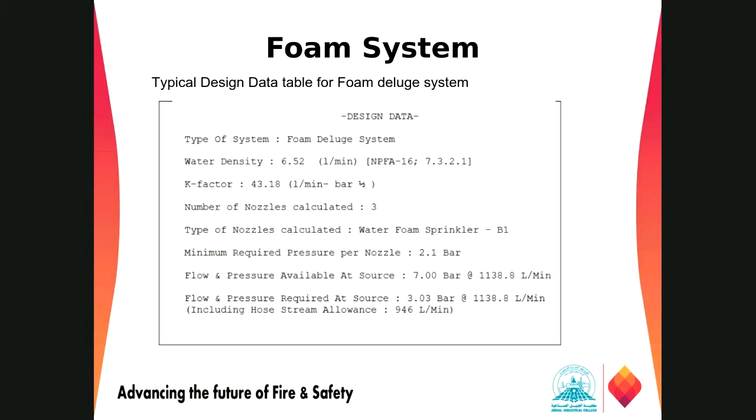The type of the nozzle is type B1 of some product, right. The minimum required pressure is 2.1 bar. The flow and pressure available at the source is 7 bar, and the flow and pressure required at the source is 3 bar. So this kind of information in the design data should always be put on the plan of those foam systems.